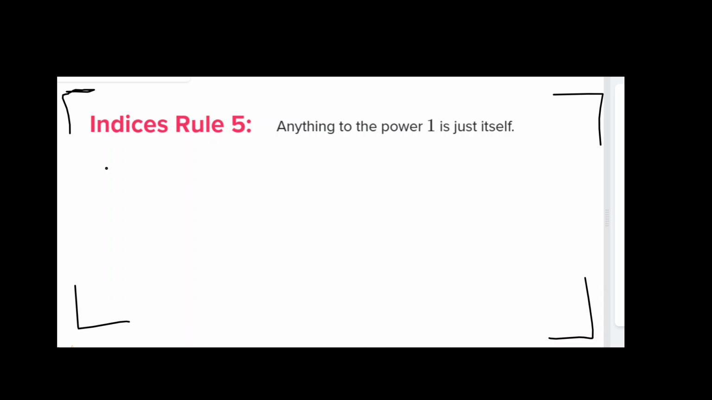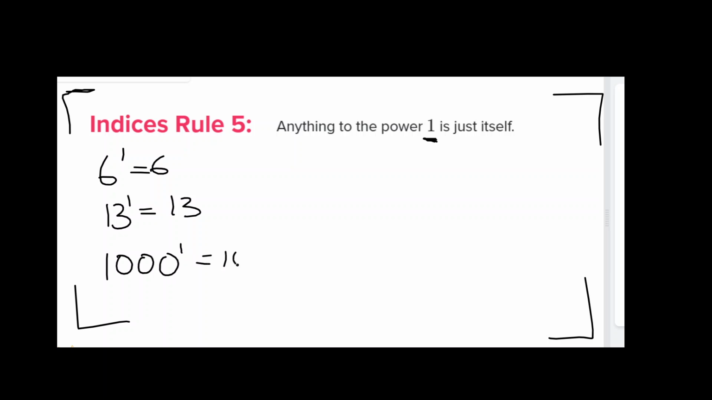Right, moving on to rule number 5. This is also pretty easy. Anything to the power of 1 is itself. Okay, so let's say 6 to the power of 1 is just 6. 13 to the power of 1 is just 13. 1000 to the power of 1 is just 1000. So anything to the power of 1. And bear in mind, they use the word anything. Just make sure that.